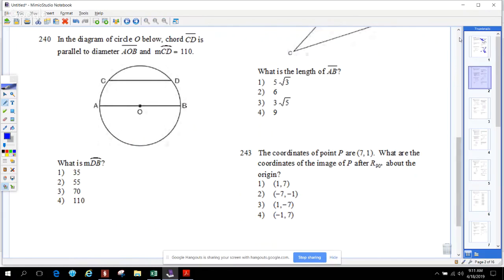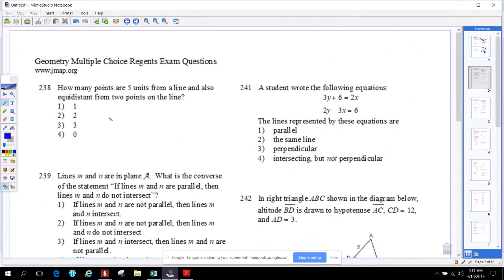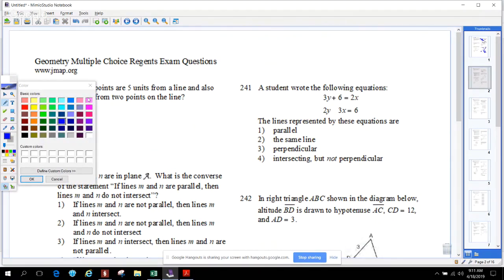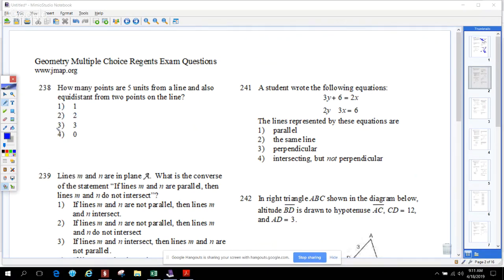Okay, let's go back up. Looking at question number 38. Oh, and the cool thing about this tool is it saves everything I write. So I can upload notes. Isn't that awesome? I think that's awesome.